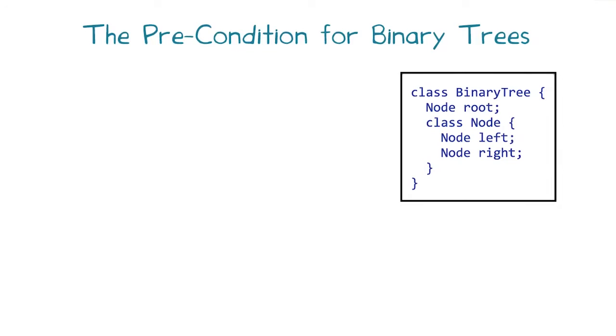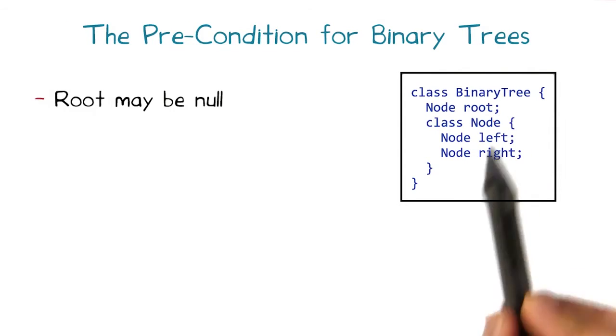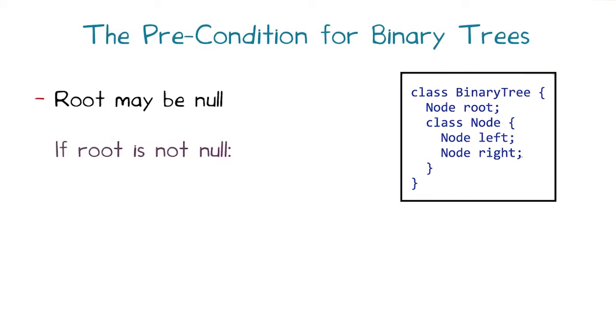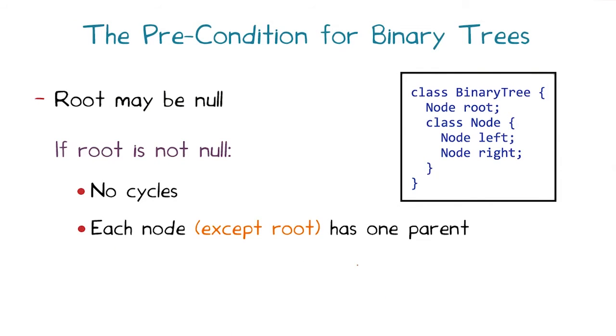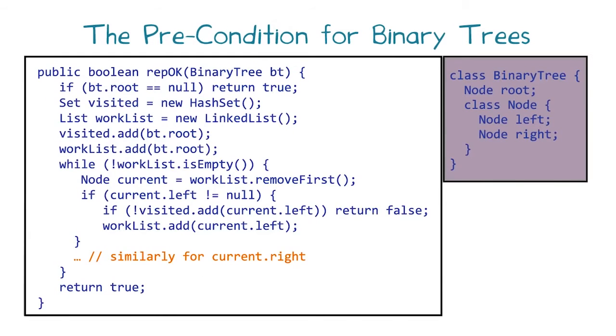Let's take a look at the precondition for binary trees. For a data structure of this type to be a valid binary tree, it should satisfy one of 2 different cases. The root may be null, and if the root is not null, then the structure should be a directed tree. That is, it should have no cycles, every node except the root should have 1 parent, and the root should have no parent. Here is a concrete implementation of the precondition we just outlined for binary trees.